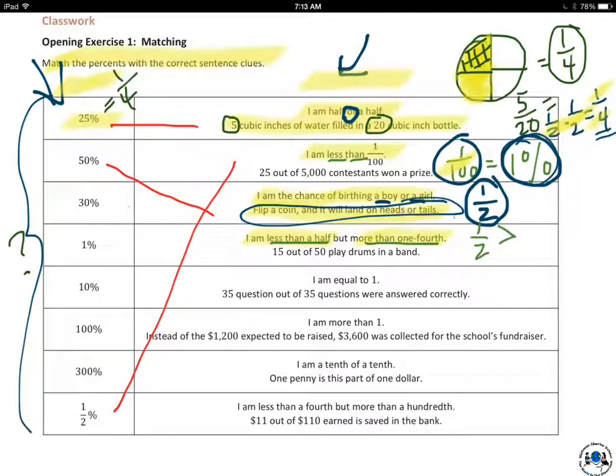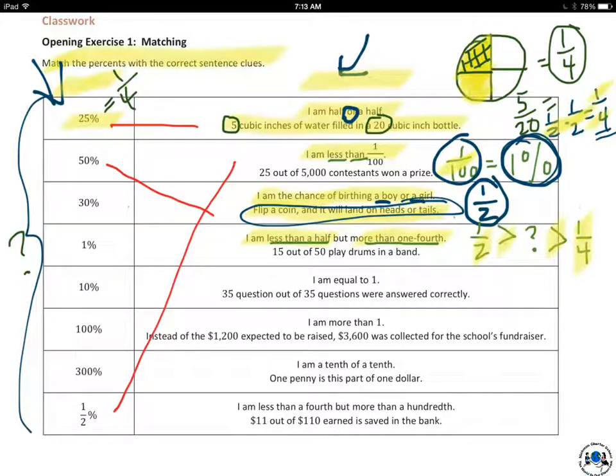Okay? And here we go. So the next one says, I am less than a half, but more than 1/4. So we can draw a little multiple inequality here, because we can say 1/2 is greater than this number, which is a question mark here, but this number is greater than 1/4. Okay, so we have a little multiple inequality here. So what is that number? What is that mystery number in the middle?